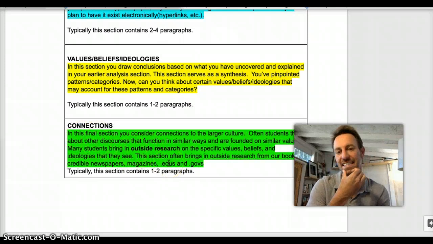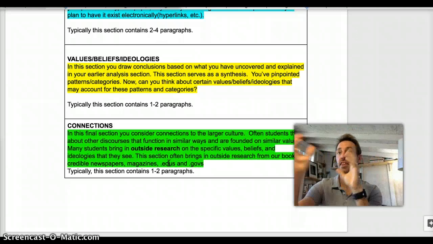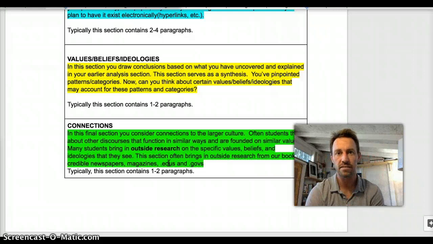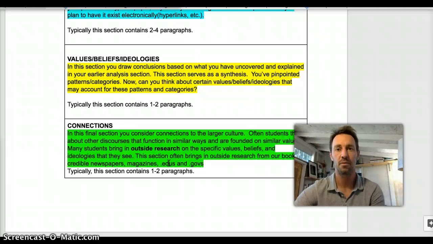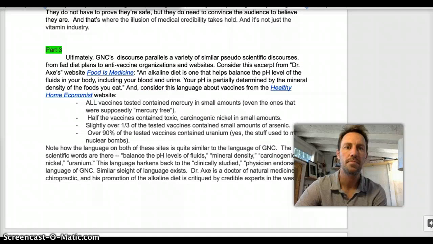And now in this section, you're really having to think about your value or your cultural narrative in light of other places where you see it happening. We're really thinking about how these things get disseminated, right? How these values, how these beliefs are disseminated throughout our culture. And so we're trying to make those connections.